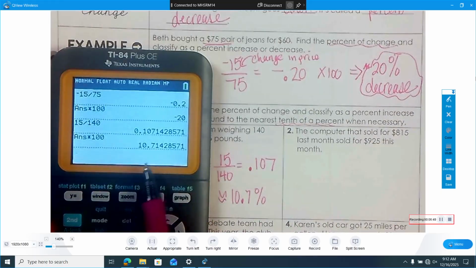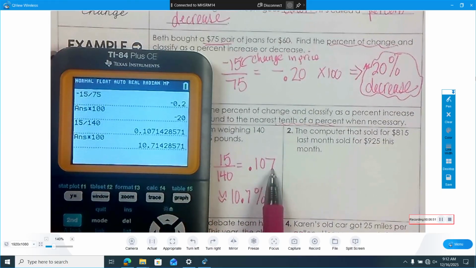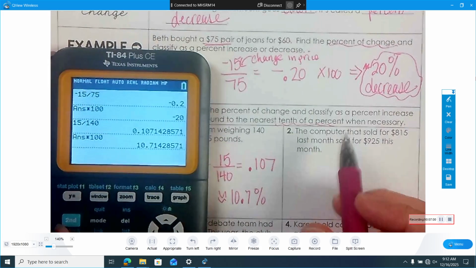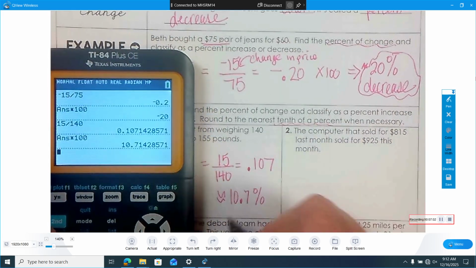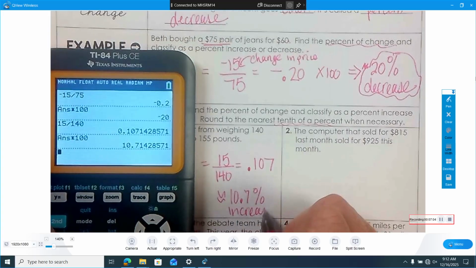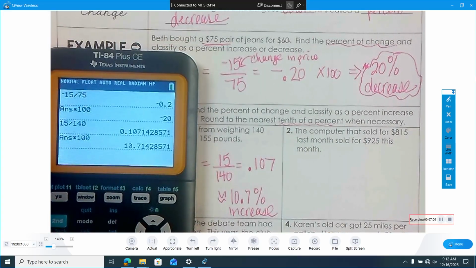10.7%. So that's why I went 3 decimal places here. So when I multiply by 100, that'll give me a 10th place here. That's what we want. So 10.7%, let's see. And that would be an increase. And you guys said that originally because his weight went up, so he's increasing.